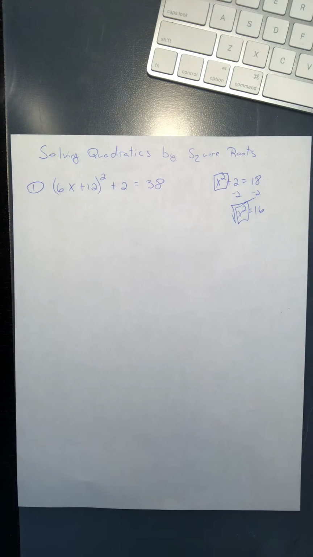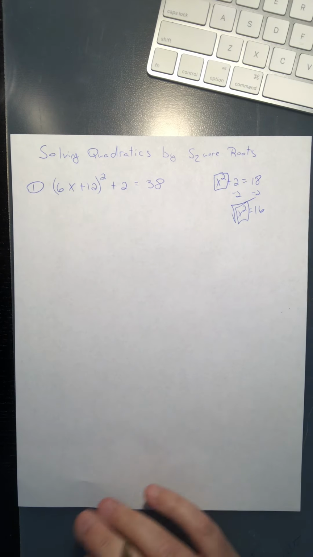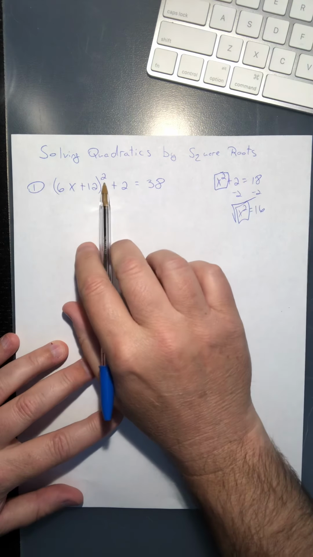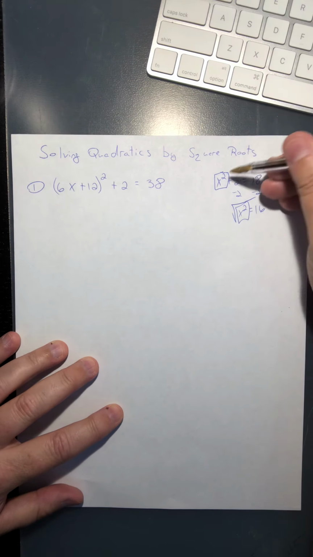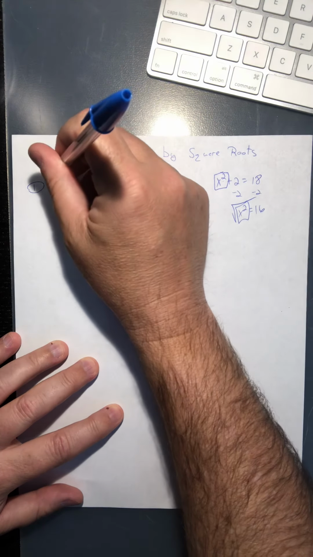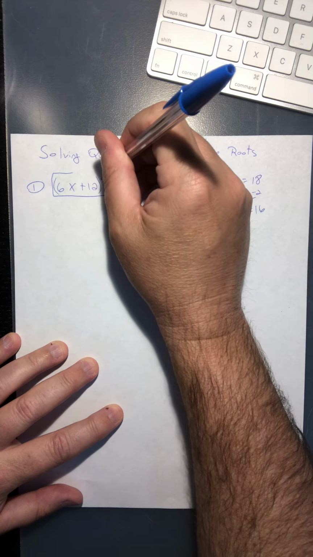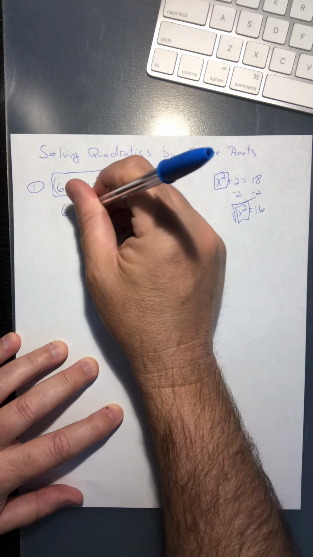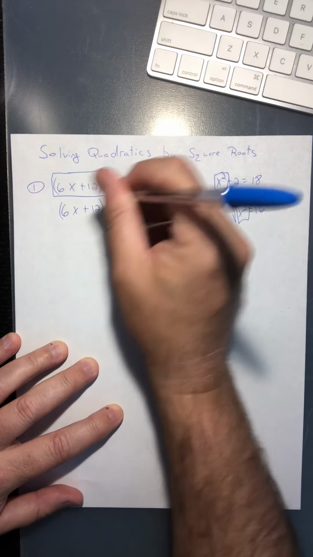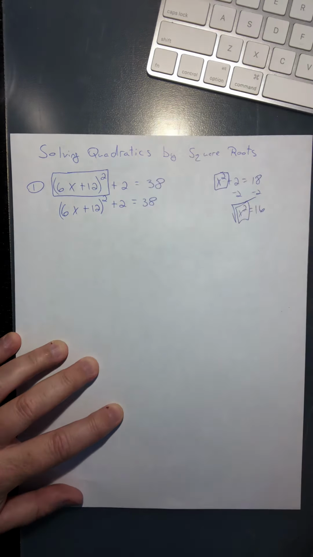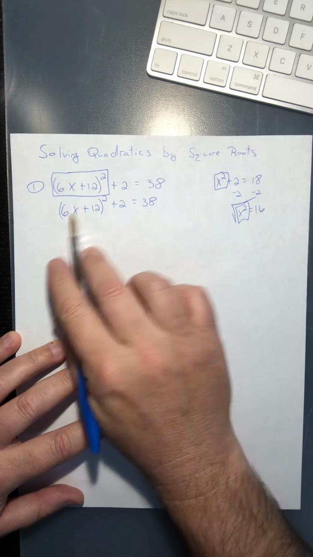If you look at our example for today, it looks a little bit different. First thing you might notice is we've got some parentheses here, and the parentheses is what's being squared. Just like we were trying to get this x squared by itself yesterday, today we're trying to get the parentheses squared by itself, okay? So I'm gonna rewrite it without that box. So we've got 6x plus 12, that's squared, plus 2 equals 38. So we're trying to get this parentheses squared by itself.